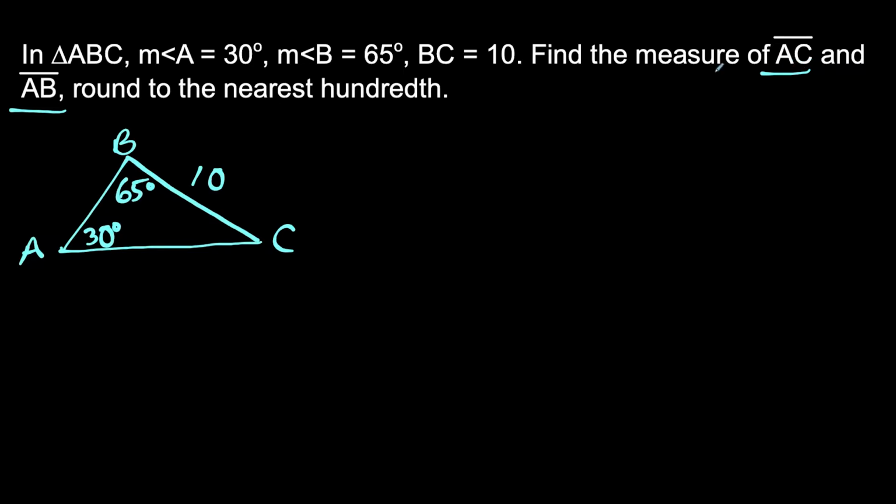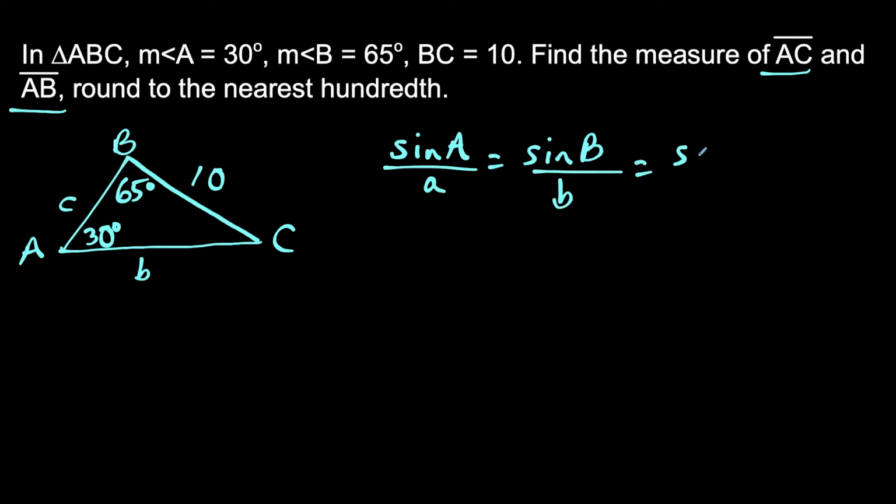First, we'll find the measure of side AC, which is this side over here. Notice this side is across from angle B, so we'll label it with a lowercase b. The side across from angle C, we'll label with a lowercase c. Now our formula is sine of angle A over side a equals sine of angle B over side b, which equals sine of angle C over side c. But we only need to choose two pieces here.